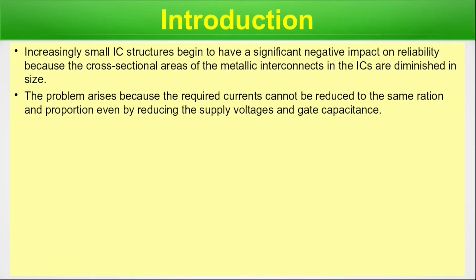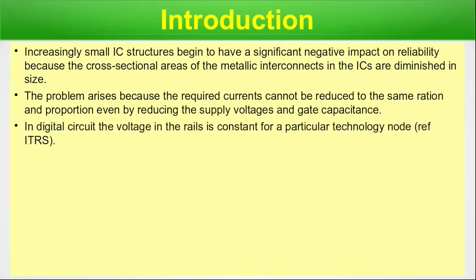So if you are familiar with the ITRS technology roadmap, where it is defined for each particular technology node what will be the gate capacitance, what will be VDD, and all these minute details are there. Even in that particular roadmap, if we go and see, we will find that the currents cannot be brought down in the same ratio and proportion. In digital circuits, the voltage in the rails is constant for a particular technology node. So I just mentioned the ITRS roadmap, right? If you go there, you will see that this VDD will remain constant for a particular technology node.